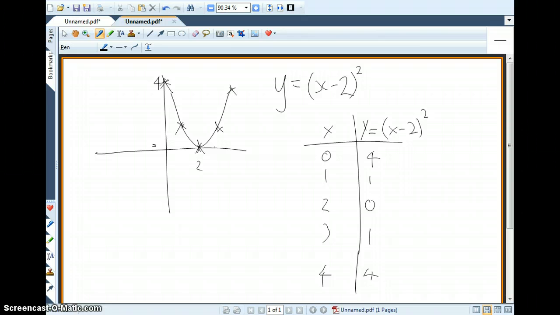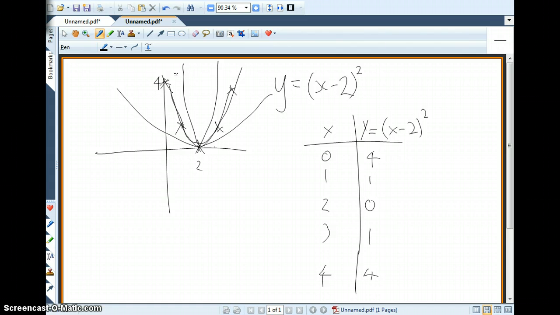There is only one other sort of shift. We've gone left, we've gone right, we've gone up, we've gone down. The other type of shift you can do is what we call amplitude. So this is the standard parabola. You can have a wider parabola, or you could have a narrower parabola.